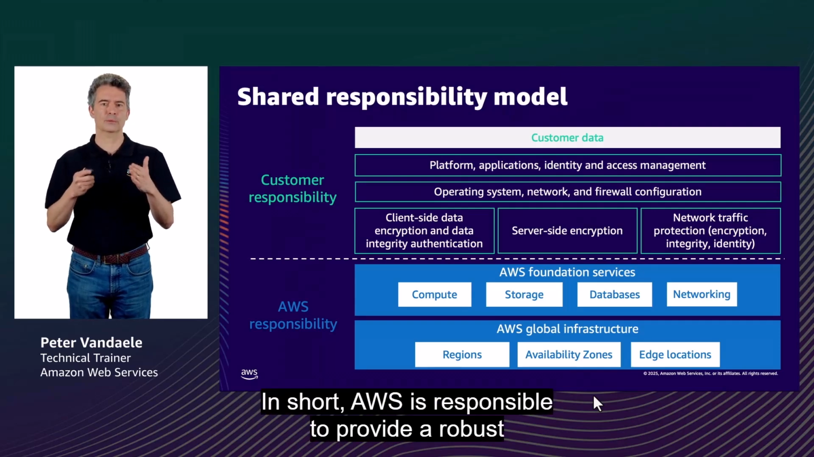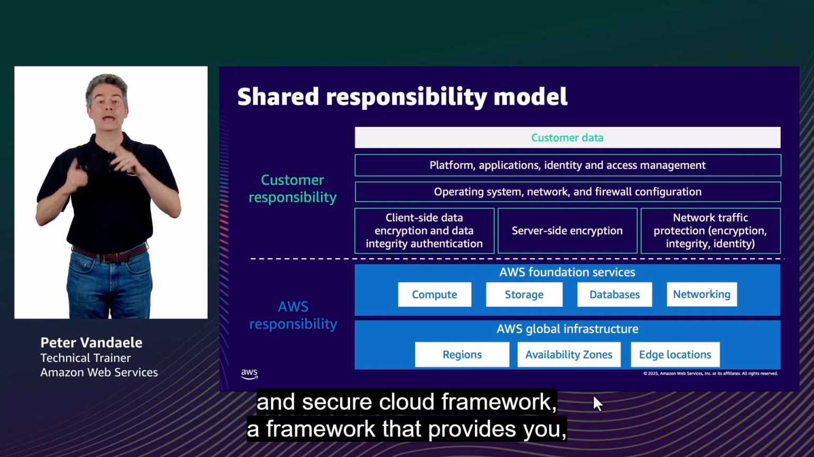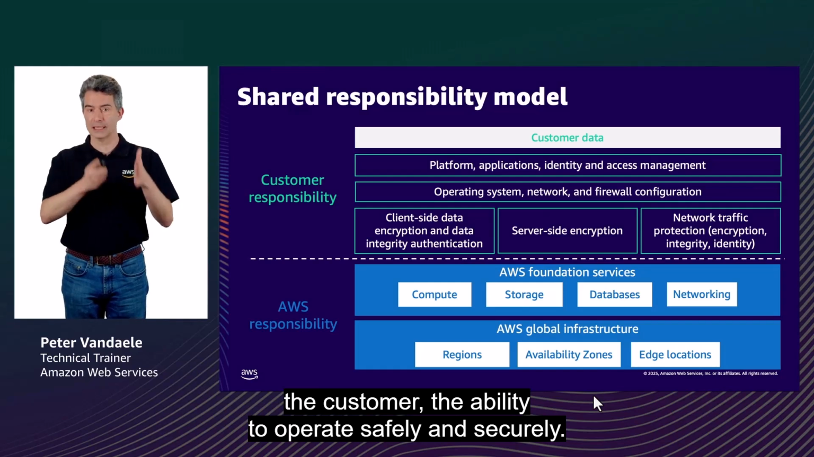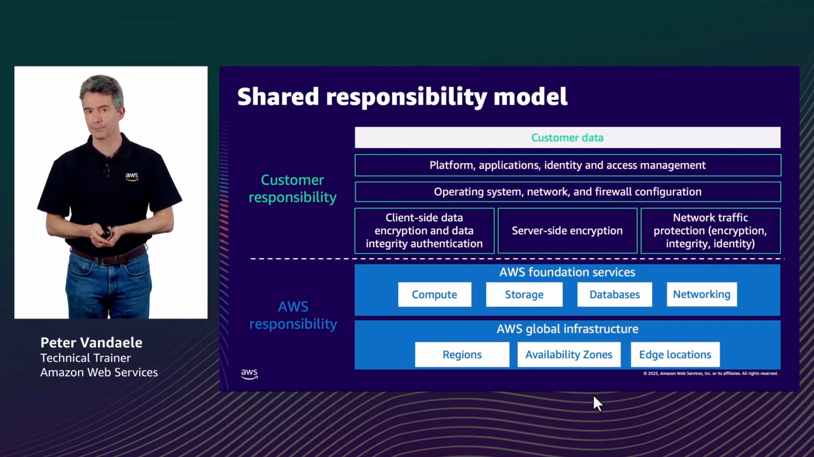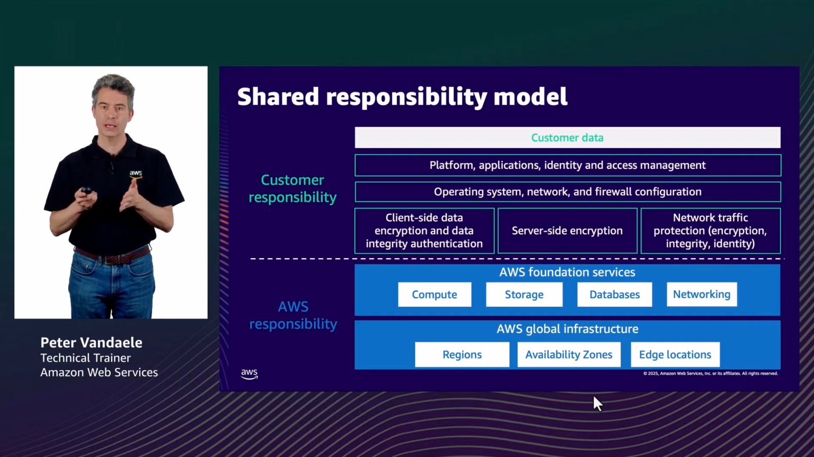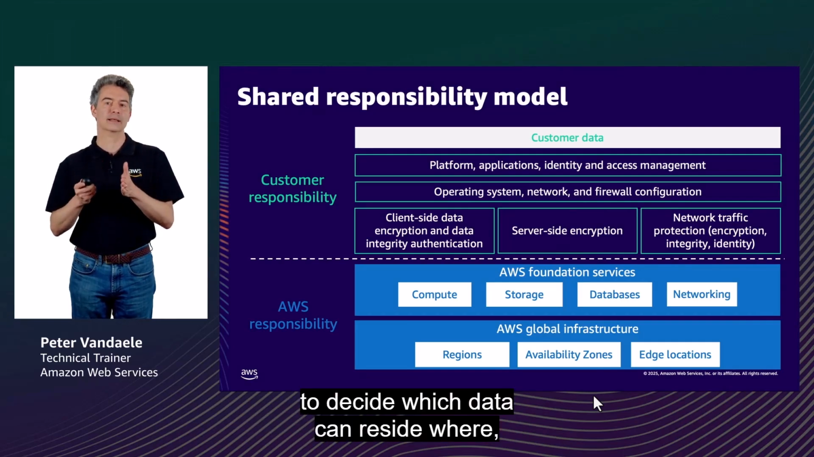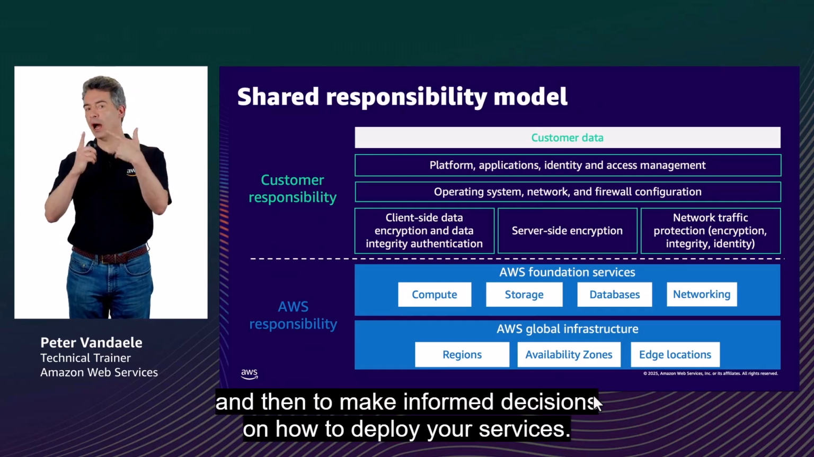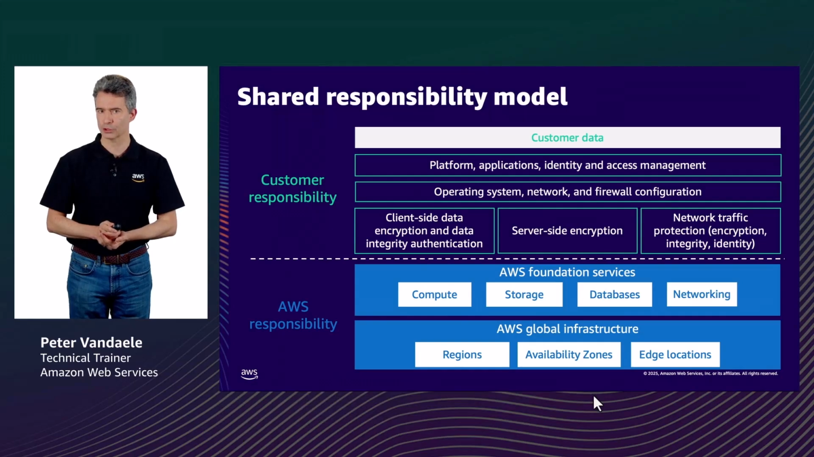In short, AWS is responsible to provide a robust and secure cloud framework, a framework that provides you, the customer, the ability to operate safely and securely. It is your responsibility to make use of these options, to decide which data can reside where, and then to make informed decisions on how to deploy your services.